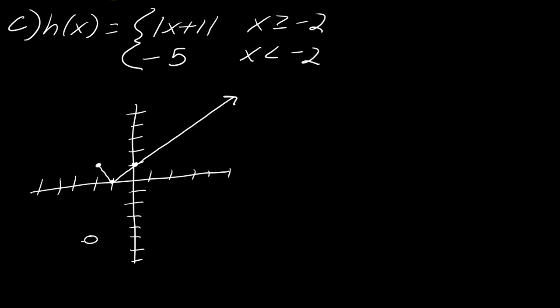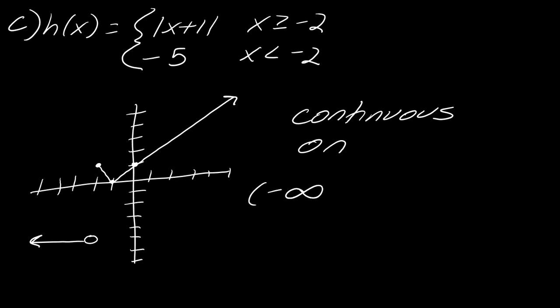So here would be an example of a discontinuity, right? My discontinuity occurs right here, but otherwise this function is continuous. So this is really continuous on the interval from -infinity to -2, and then it picks back up from -2 and continues on.